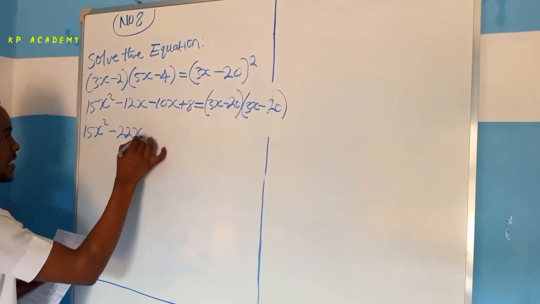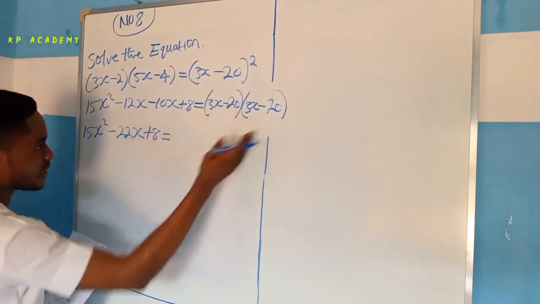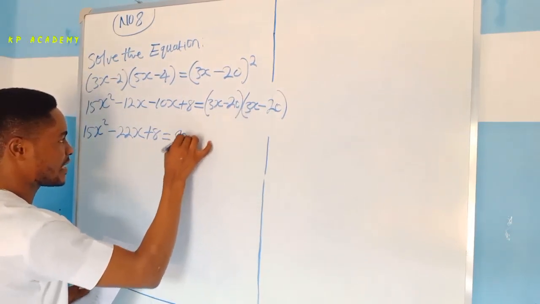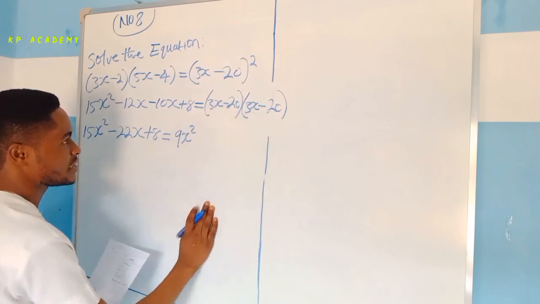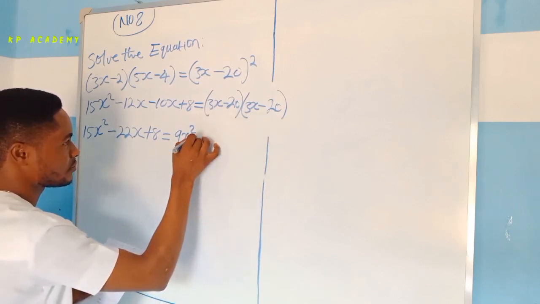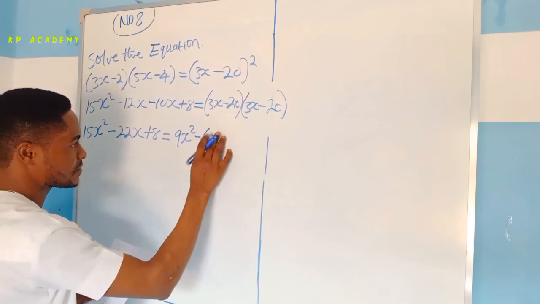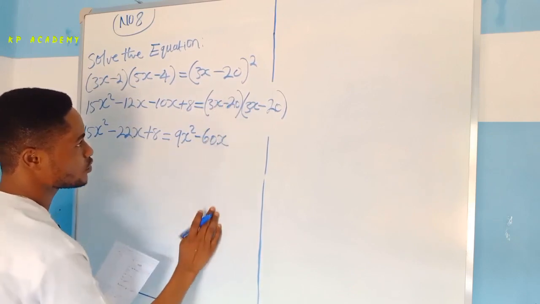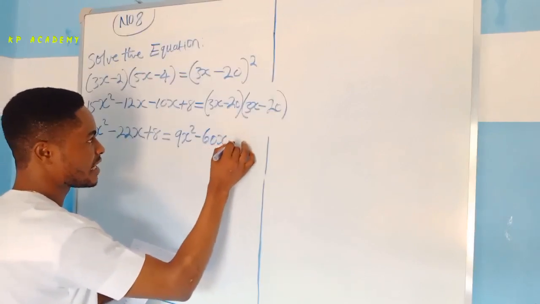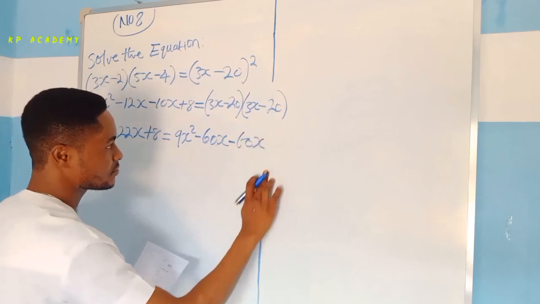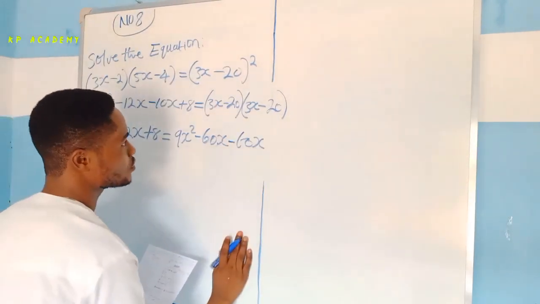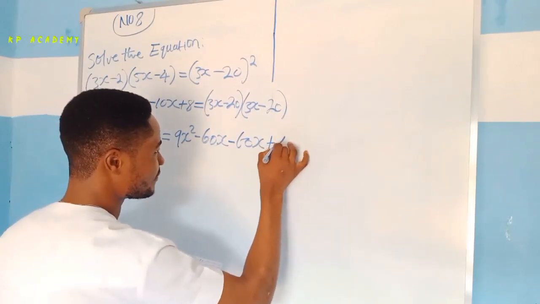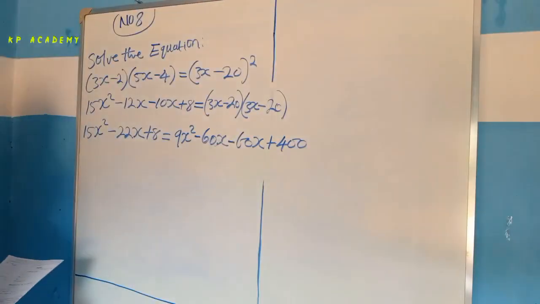Minus 22x plus 8 is equal to, expanding the right hand side of the equation, we have that 3x times 3x, we have 9x squared. 3x times minus 20, we have nothing but minus 60x. Again minus 20 times 3x, we also have minus 60x again. Now minus 20 times minus 20, we have plus 400.